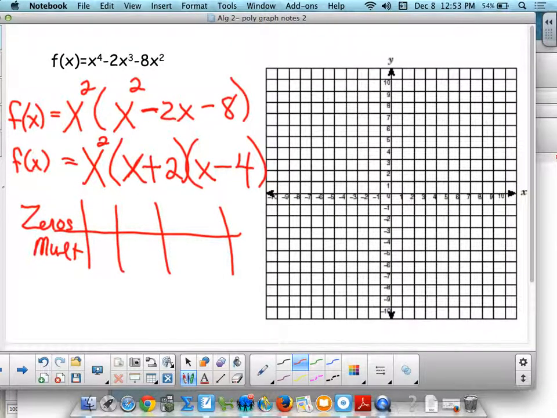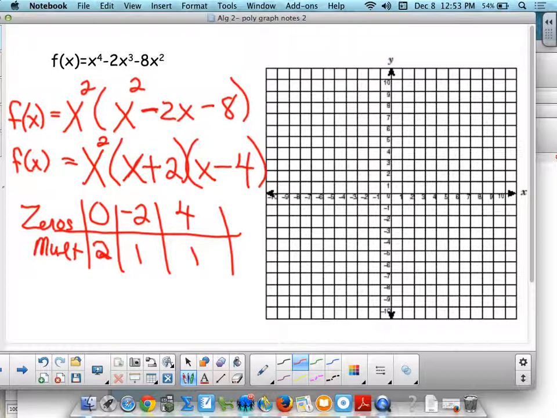Zeros are? When is x squared 0? When you let x be 0. When is x plus 2 0? Right? Zeros. What are the multiplicities? 2, 1, 1. X squared.